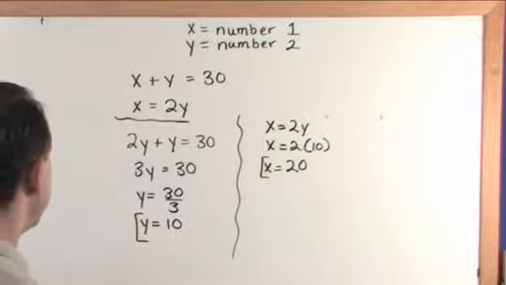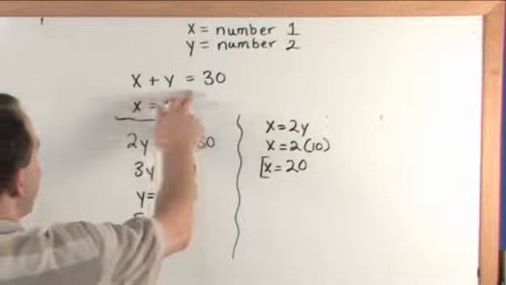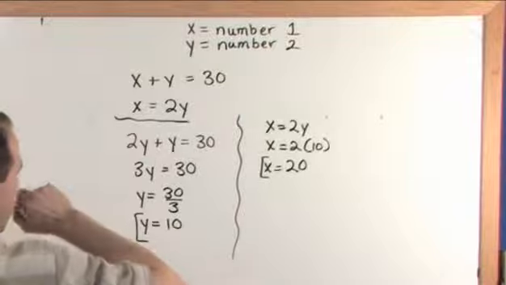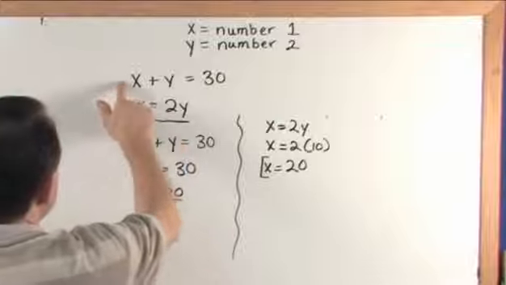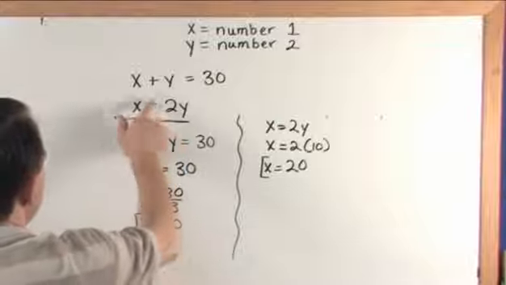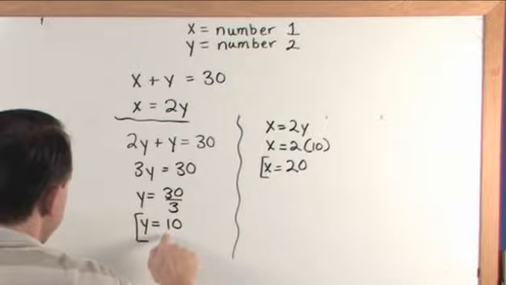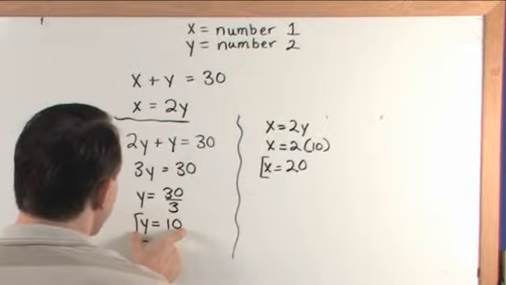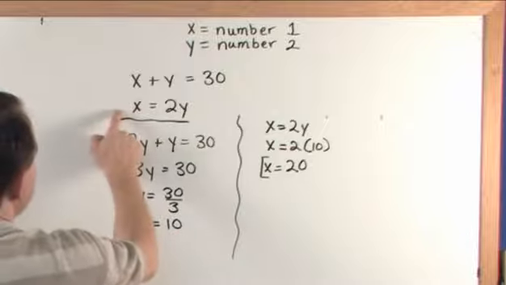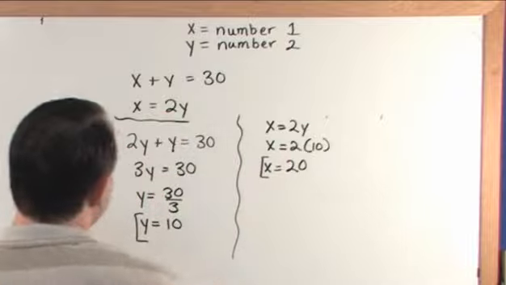So let's review what we've done. The sum of two numbers is 30. One number is 2 times the other number. So what we've done is we've taken this second equation and plugged it back into the first. 2y plus y is 30. We've solved this by adding these terms and dividing. We've got y equals 10. We take this value for y and plug it back into one of our original equations. 2 times y gives x equals 20.